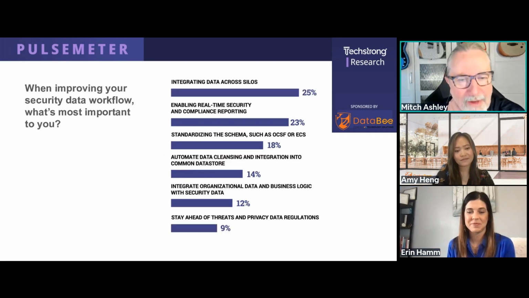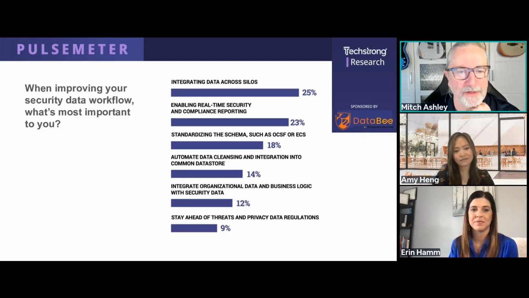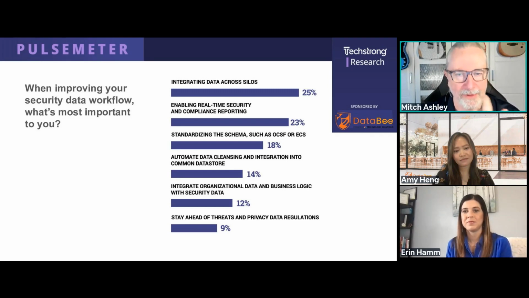Good. Great stuff. Okay. This question on improving your security workflow. What's most important? Integrating across silos? Well, that kind of hits that question. Enabling real-time security compliance reporting. One of the use cases. Standardized schema.